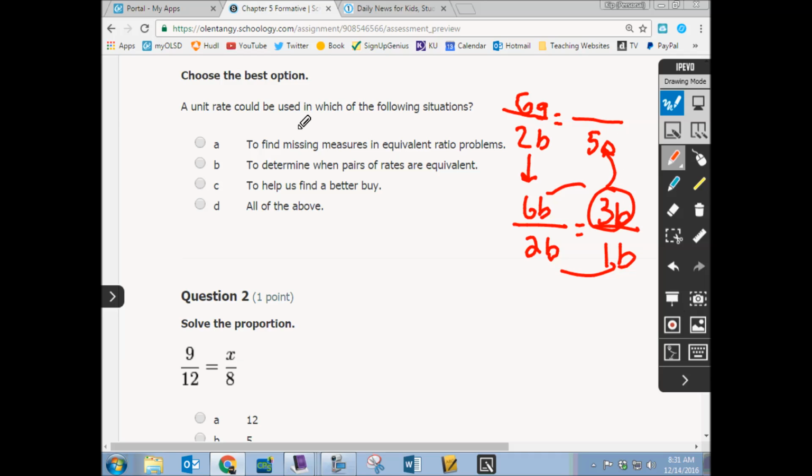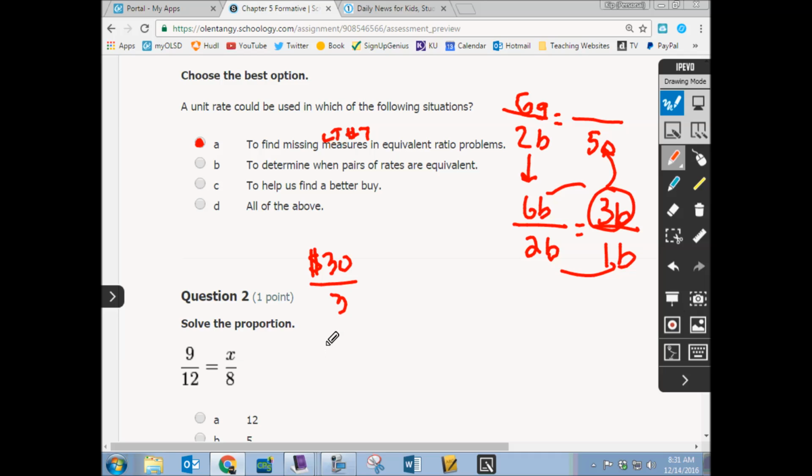Yeah. So would you say that A would be, you could use unit rate to figure that out? Sure. Guys, all that is right there is learning target number 7. I can use unit rate to determine an unknown. That's what letter A is saying. So A is definitely true. Now let's go to B, because remember, we don't just stop there. We have to look through all the answers, find the 3 wrong answers, to determine when pairs of rate are equivalent.